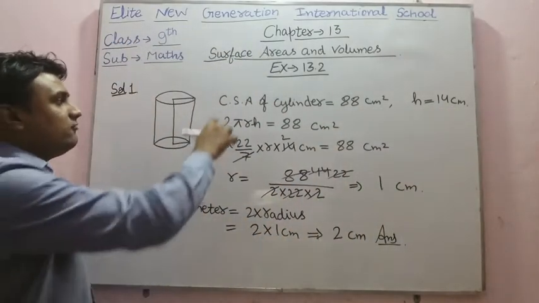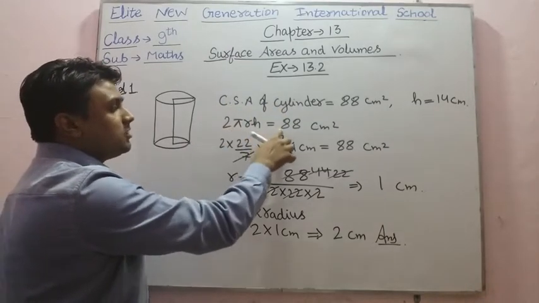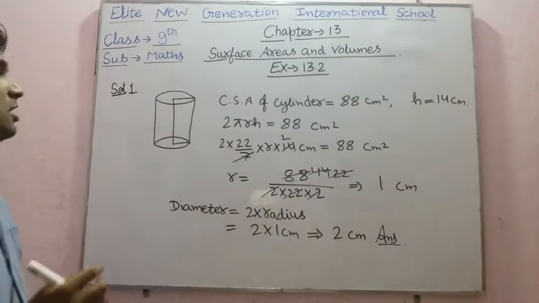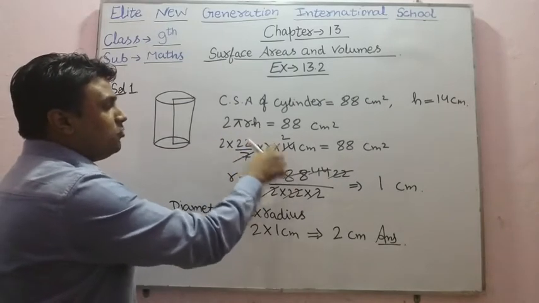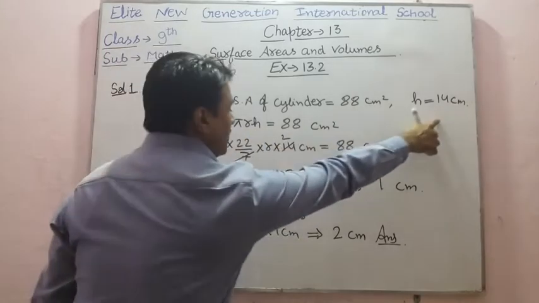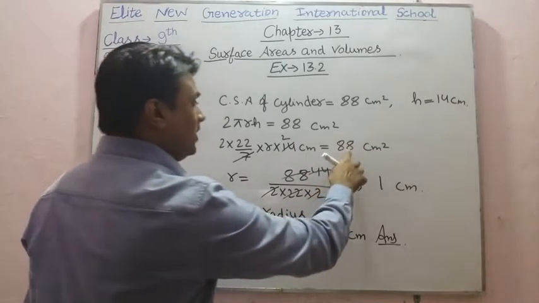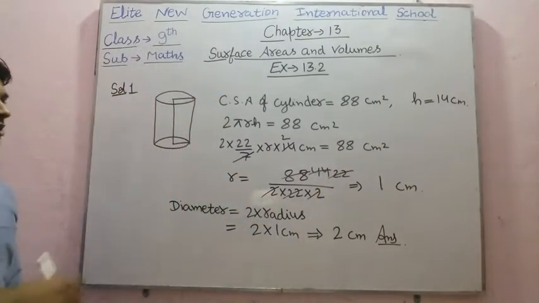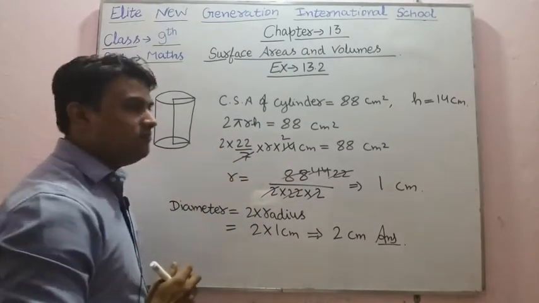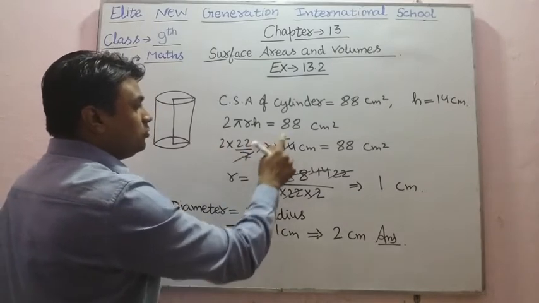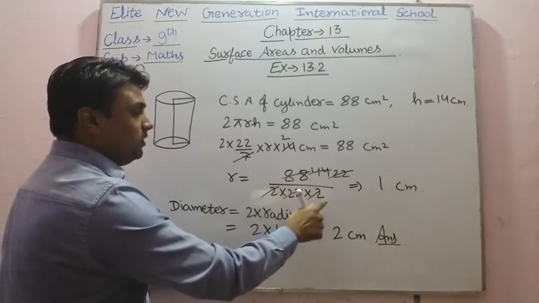So here we can say that the formula for curved surface area of a cylinder is given by 2 pi r h. So 2 pi r h is equal to 88 cm square. So here 2 into, in place of pi we can write 22/7, into r, into h, and the value of h or height given is 14. So in place of h we can write 14 cm, that is equal to 88 cm square. Now here we can cancel this 14 by 7, 2 times. Now finding the value of r, this 2 into 22 into 2 will divide 88. So r equals 88/(2 into 22 into 2).